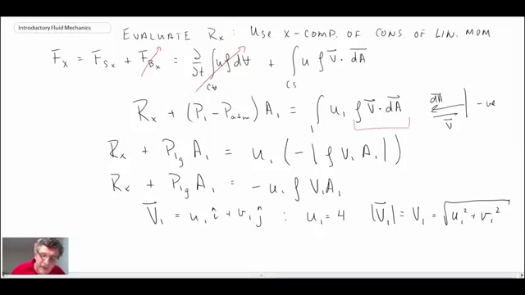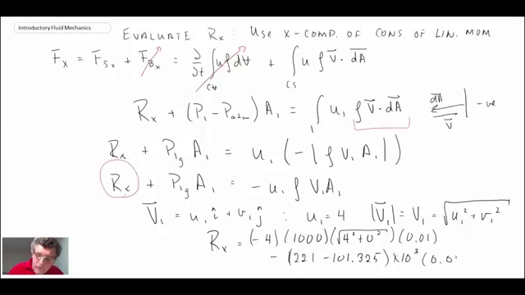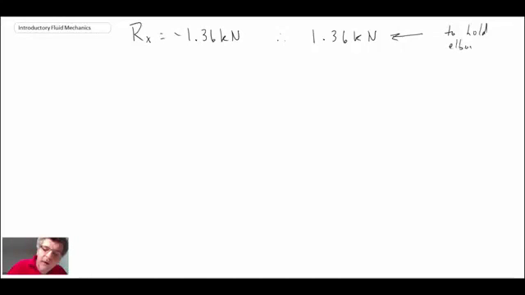So what we end up with, I'm going to isolate for Rx. So we get this for Rx, plugging in the values and calculating. What we find is Rx is minus 1.36 kilonewtons. And writing it out as a component with a magnitude and direction, given that it's minus, that means that it is moving in that direction, and that is to hold the elbow. So that is the X component.